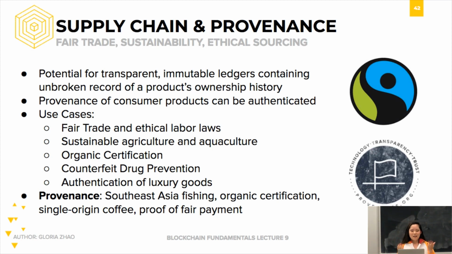So we have this idea of a transparent, immutable ledger containing an unbroken record of product ownership history. What I envision is one day being able to scan a chocolate bar or a bag of coffee beans or a piece of fish and seeing, hey, this came from X farm. It was harvested by XYZ, whatever it is. And I'm able to actually authentically get that information because it went through this transparent, immutable database.